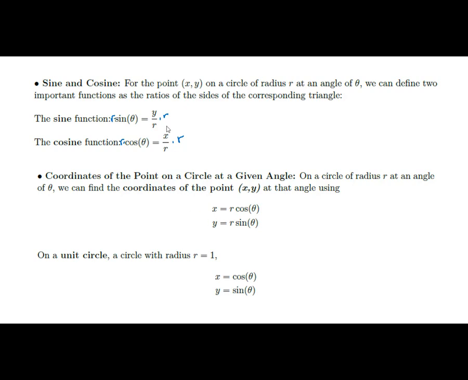So I can reframe this definition to say that the coordinates of a point on a circle of radius r are just given by these two equations. Take the radius times the cosine of the angle that you're at to get the x value, and the radius times the sine of the angle you're at to get the y value. And it's worth noting here that if you happen to be on the unit circle, the circle with radius 1, then of course r is 1, and so x is equal to cosine of theta, and y is equal to the sine of theta.